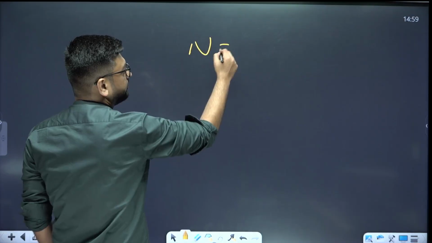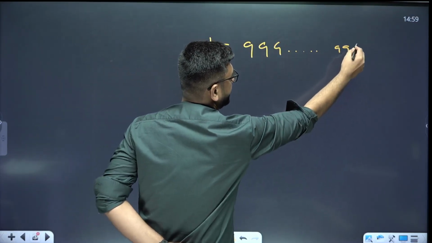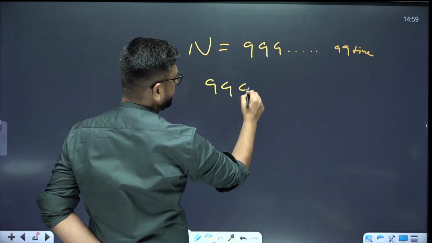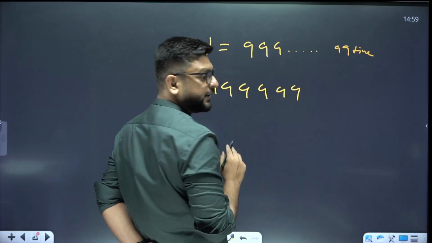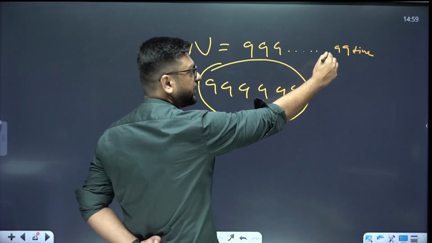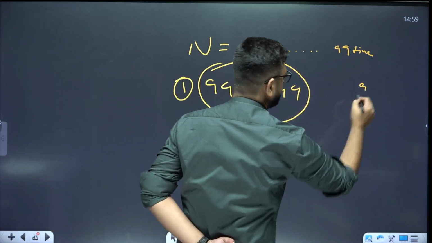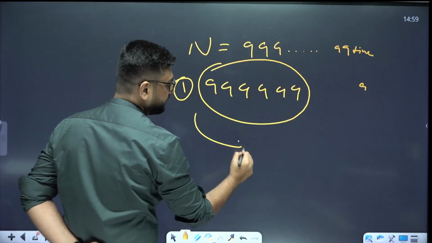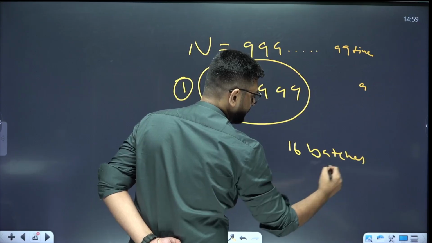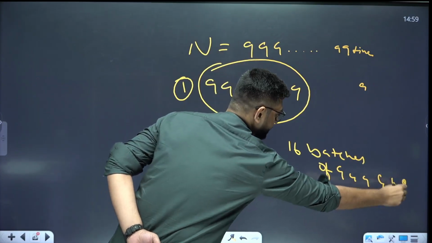N is of the form written 9, 9, 9. How many times? 99 times. Now, can I create the batches of 6 numbers, that is 999, 999? How many batches can I create? This is one batch, right? Similarly, I have to write it 99 times. I can create 96, that is 16 batches of 999, 999.